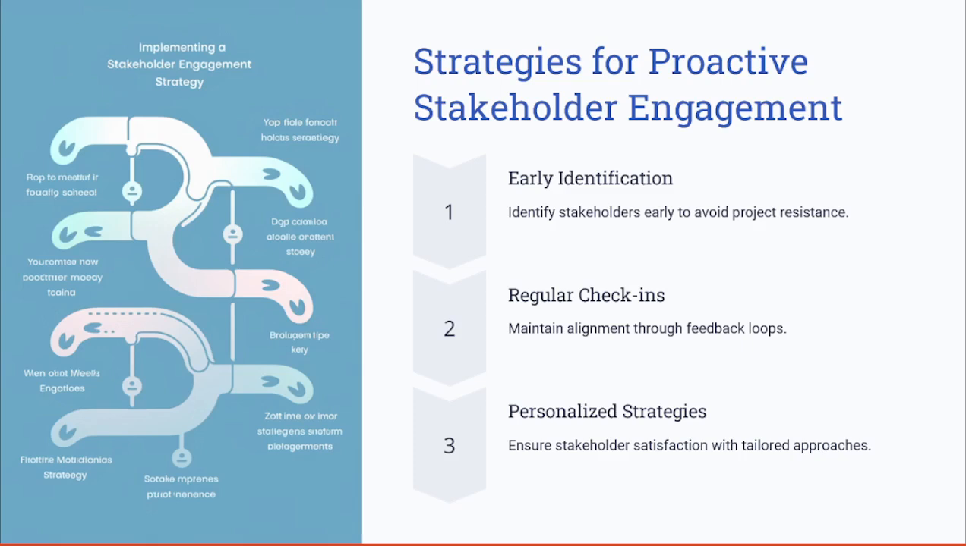Here are the strategies to ensure a proactive stakeholder engagement. Proactive engagement begins by identifying stakeholders early, which will allow you to address their concerns before they escalate into issues. Also, regular check-ins and feedback loops help to ensure ongoing alignment with their expectations. Personalized engagement strategies are key to fostering long-term relationships, ensuring that the stakeholders feel valued and informed throughout the project lifecycle.